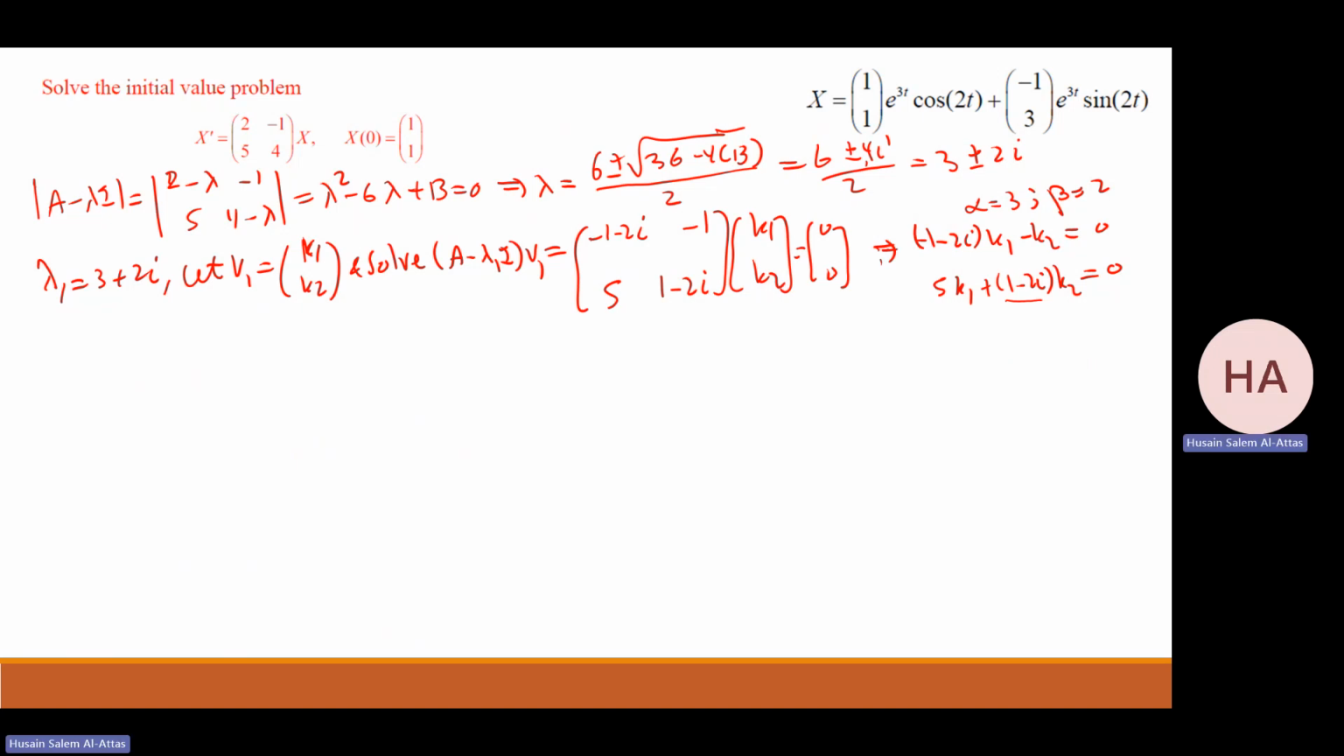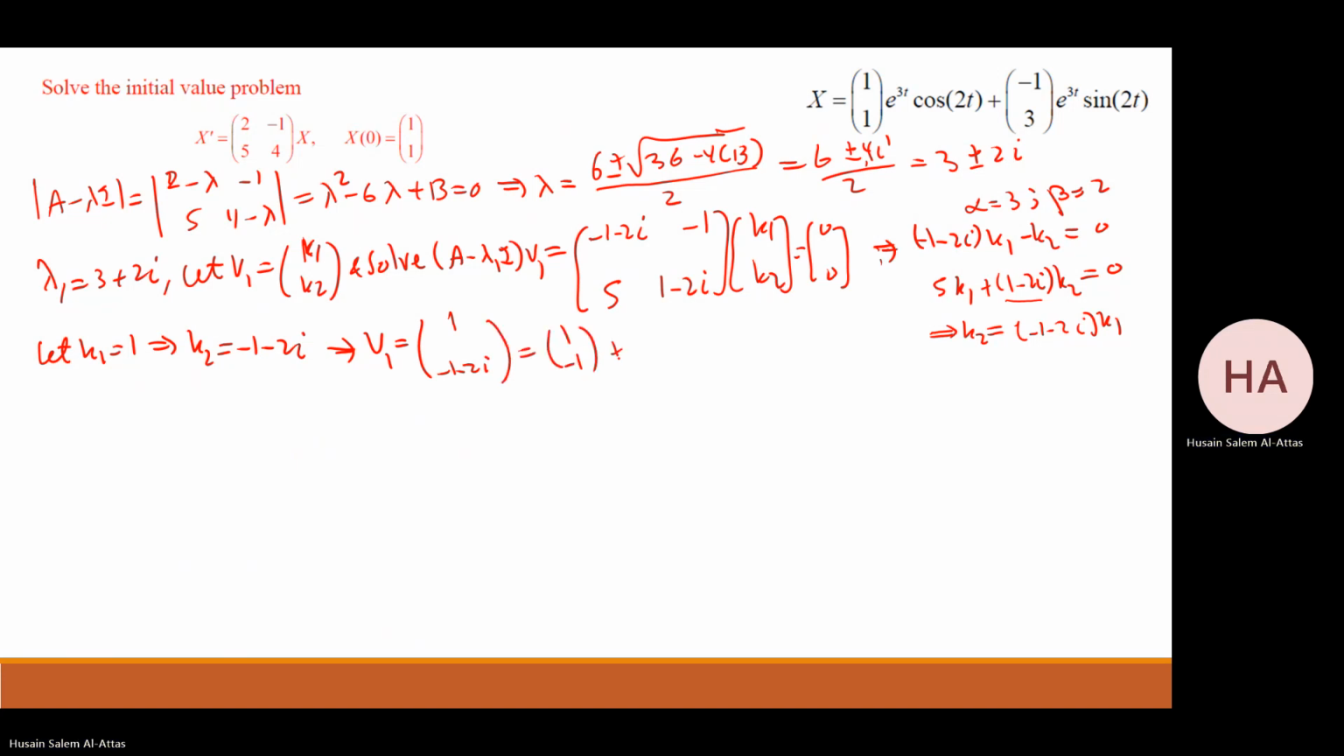Yeah. So I can get easily that K2 is, take it to the other side, minus 1 minus 2i K1. So if I let K1 equal 1, K2 is minus 1 minus 2i. So my V1 will be what? 1 minus 1 minus 2i, which is 1 minus 1 plus 0 minus 2i. So this is my B1 and this is my B2.